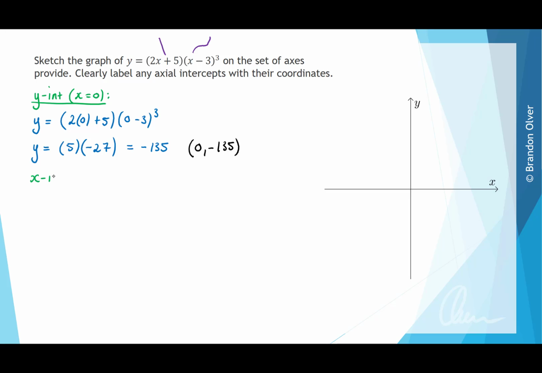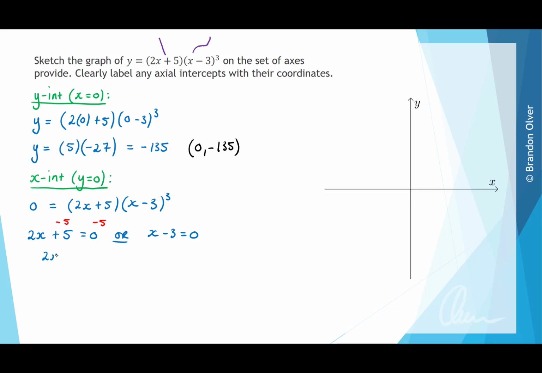For the x-intercept, we let y equal 0. So for our rule, we're solving 0 is equal to (2x plus 5)(x minus 3) all cubed. As this is in factorised form, we can use the null factor law, which says that 2x plus 5 could equal 0, or we could have x minus 3 equal to 0. Subtracting 5 from both sides of this equation gives 2x is equal to negative 5, and dividing both sides of the equation by 2 leaves us with x is equal to minus 5 divided by 2.